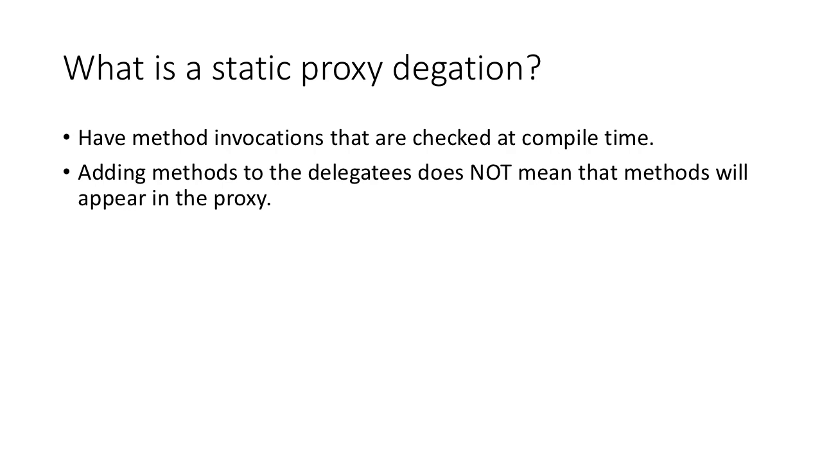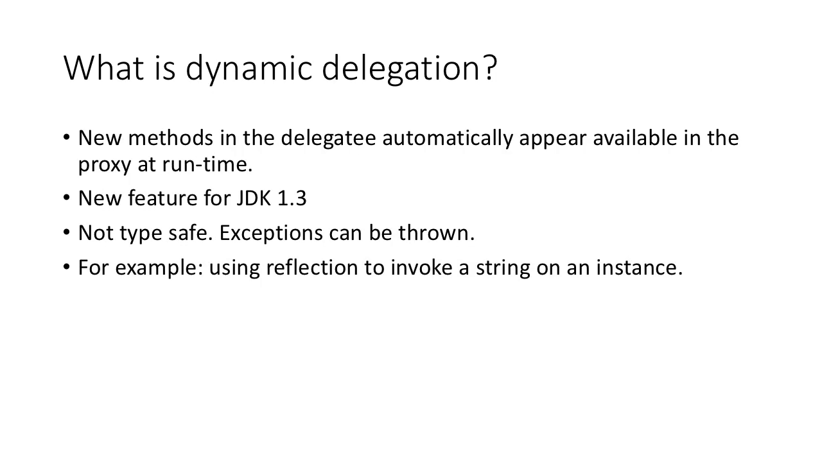So then there's this notion about static proxy delegation. And in this case, what we have is method invocations that are checked at compile time. So we want the compiler to do some of the work, which means we have to generate the code for the compiler to look at. And so we have source code generation facilities that will add methods to the delegatees and then forward those methods to the composed relationship instances contained by the delegatee.